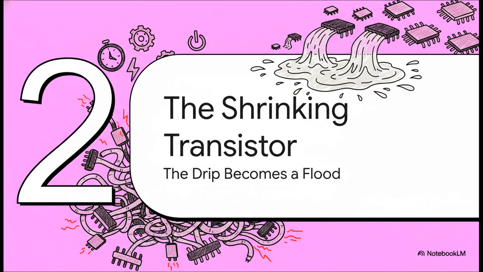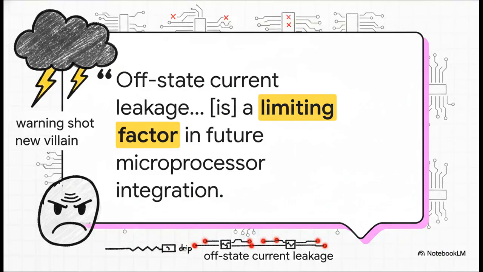So, as we cruise into the early 2000s, Moore's Law is just on fire, right? We're getting smaller, faster chips at this mind-boggling pace. But the very thing that was making everything so successful was about to create a brand new crisis, one that almost nobody saw coming. Now check out this quote. This was a massive warning shot. Back in 2002, Intel's chairman, the legendary Andrew Grove, basically stood up and told the entire industry that the game had changed. He said the new villain, the biggest problem we were all facing, was that tiny little drip, what he called off-state current leakage.